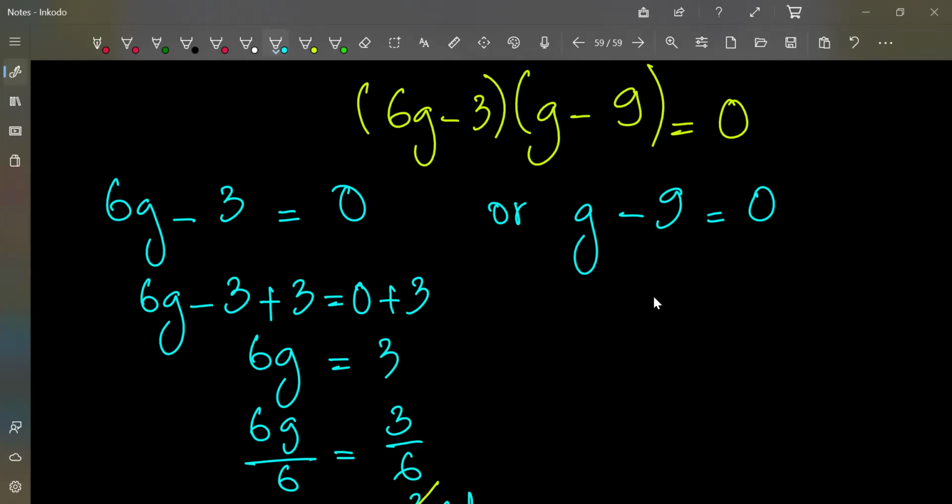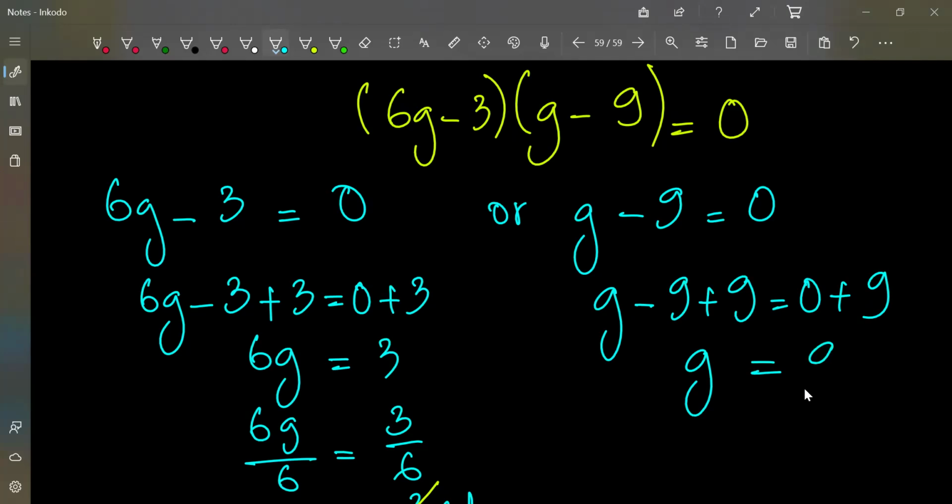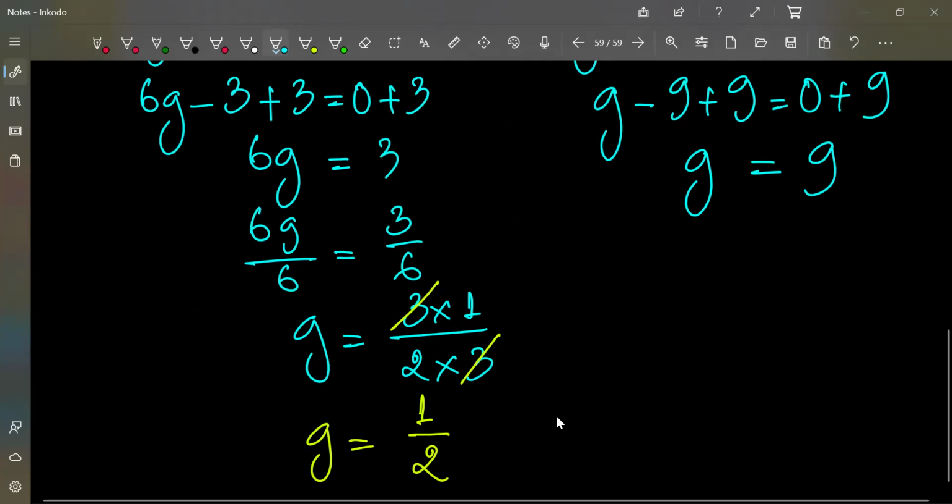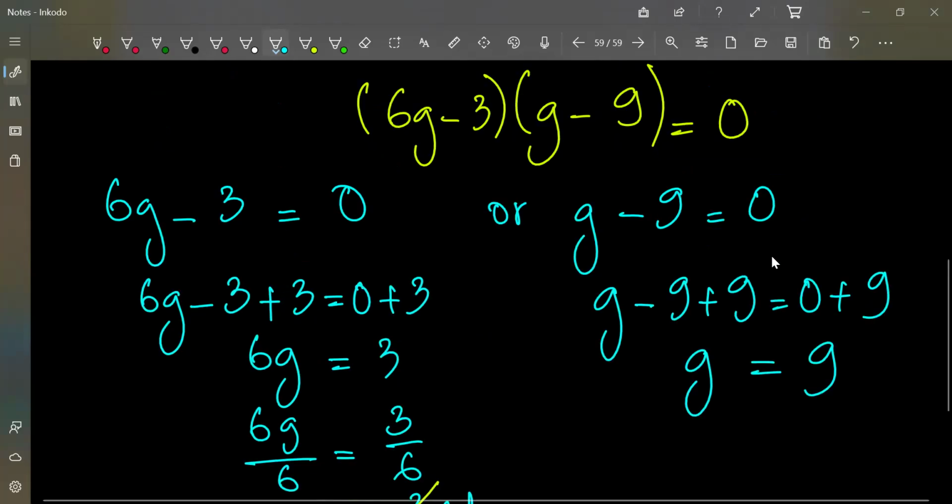And for the second factor, we can add positive 9 to both sides. Okay. So now we get g is equal to 9. Okay. So it means g equal to 1 over 2 and g equal to 9 are the answers of our equation. So let's move to another example.